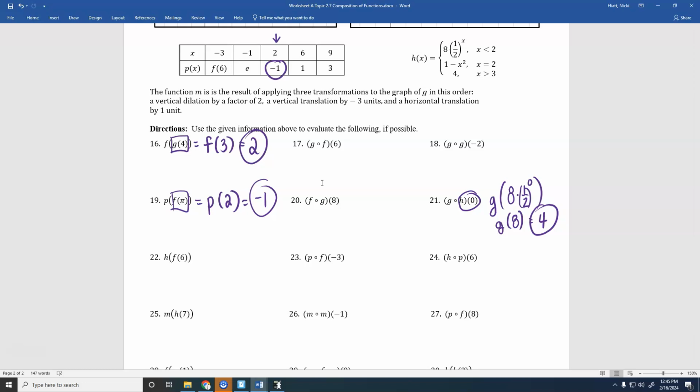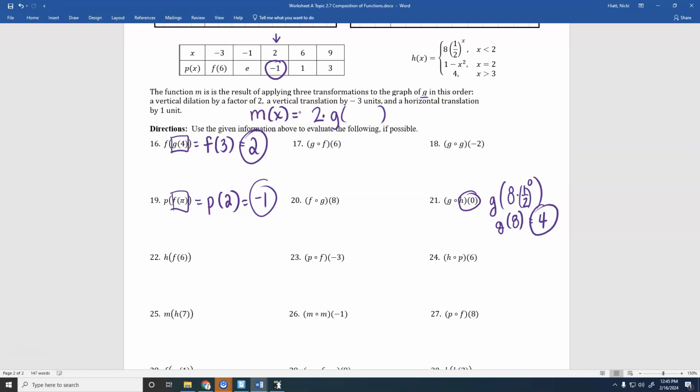So here's what I did with them in second period. m is this long explanation. m depends on g, right? I'm going to write an equation for this, for m of x, okay? m is the result of applying 3 transformations to g. So I've got g over here, and I'm going to do some different stuff to g. I might need to add or subtract inside or outside the parentheses, and I might need to multiply inside or outside the parentheses. So there is a vertical dilation by a factor of 2. What should I do to g?